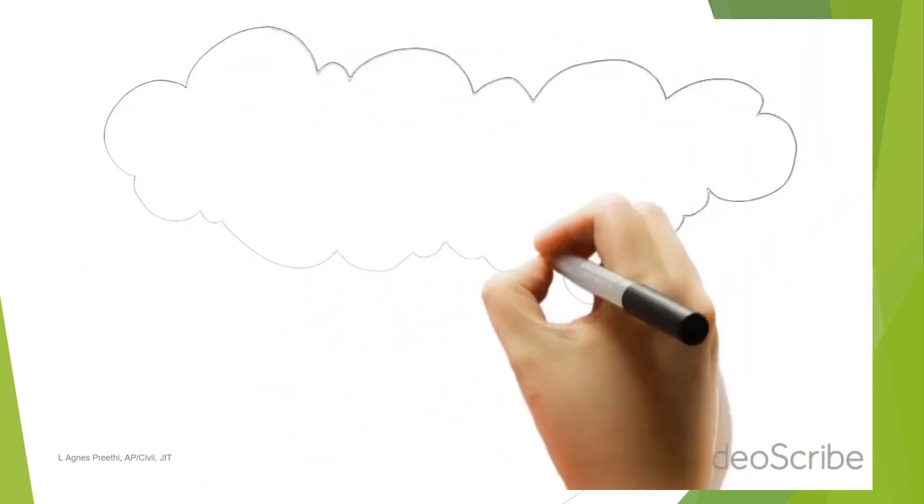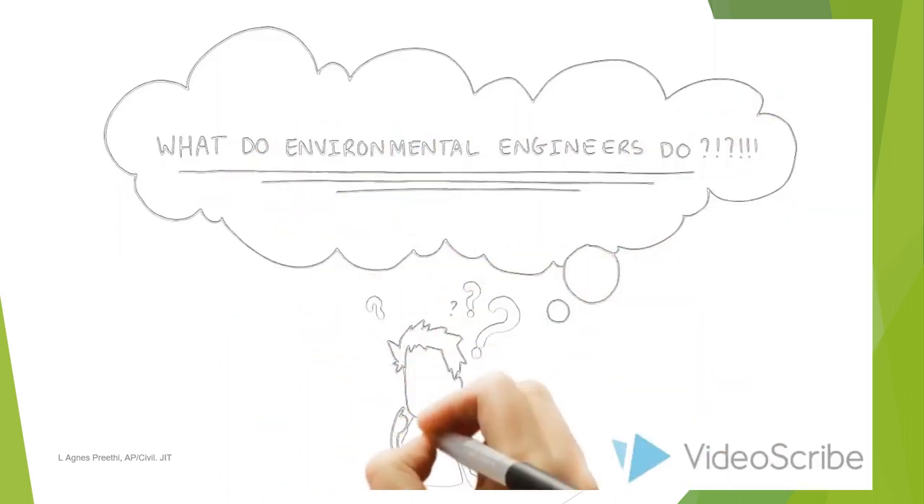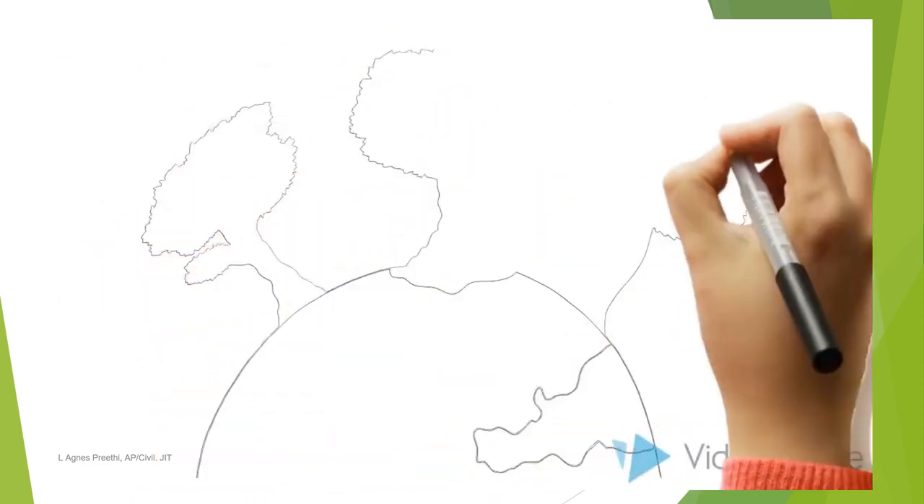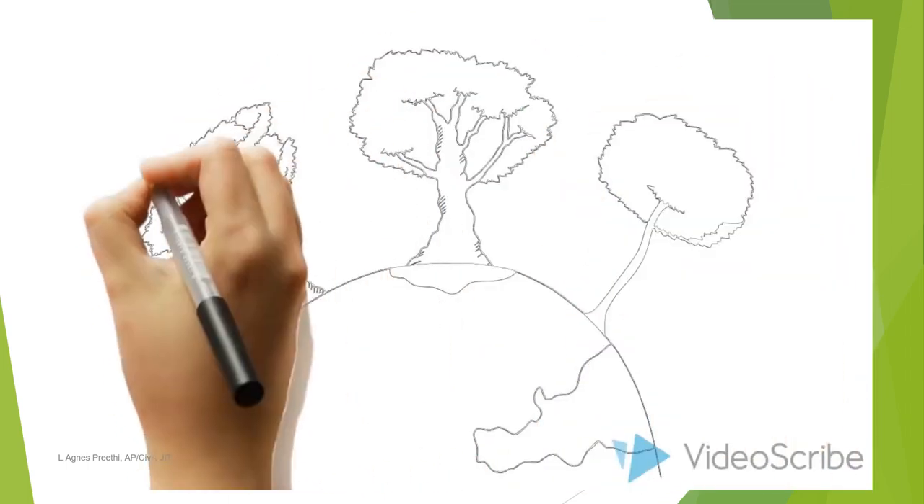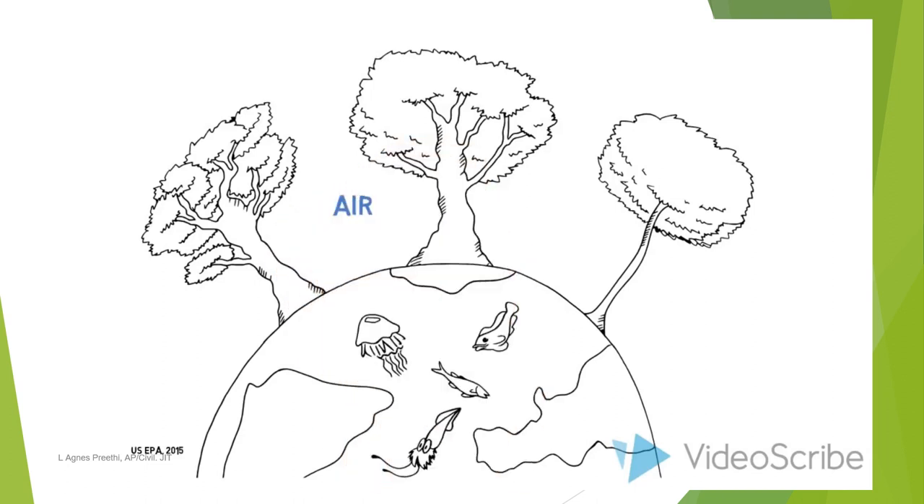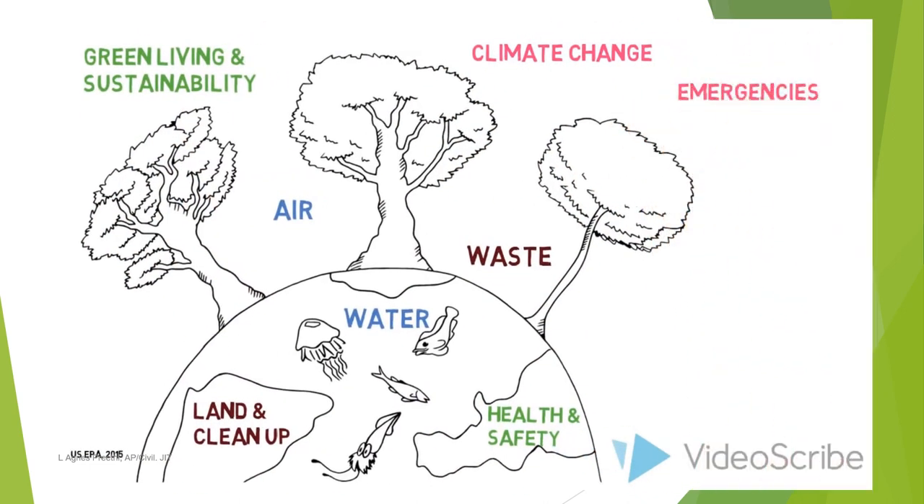What is the first thing you think of when you hear the words environmental engineering? Save the trees? Save the fish? Recycling? Have you ever wondered what environmental engineers do? Environmental engineering is the study of the effect of human activities on the environment and the use of engineering principles to improve and maintain the environment. The United States Environmental Protection Agency has identified 10 issues of concern in this matter: air, water, waste, land and cleanup, health and safety, climate change, green living and sustainability, emergencies, chemicals and toxins, and pesticides in agriculture. By focusing on these issues, environmental engineers improve and maintain the environment for the protection of human health and ecosystems.